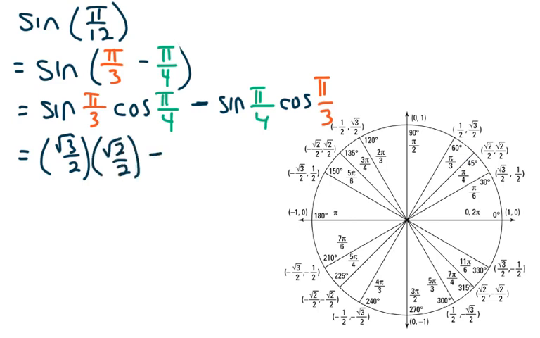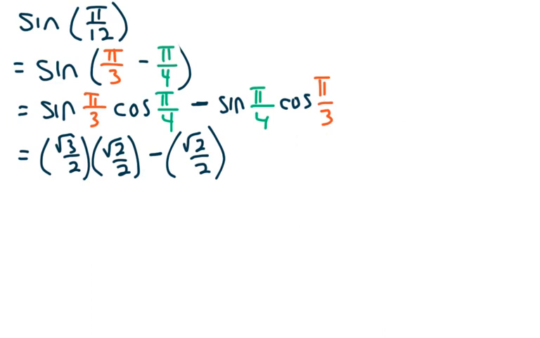Alright, now I need to go to the y value of pi over 4, which is right here. That's root 2 over 2. And cosine of pi over 3, so here's pi over 3, x value, which is 1/2. We no longer need that.